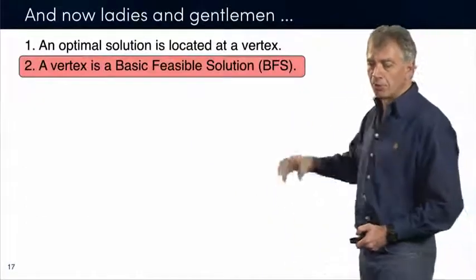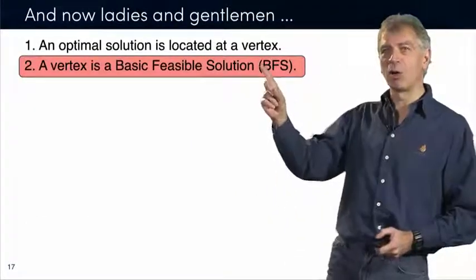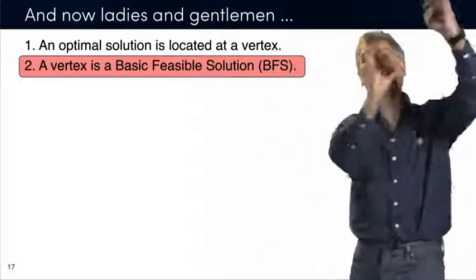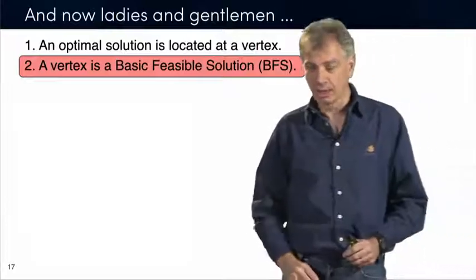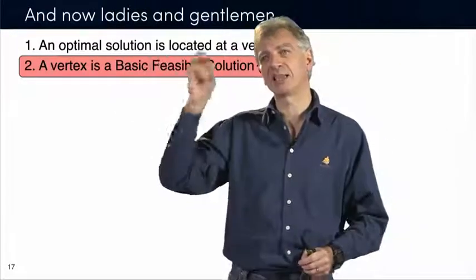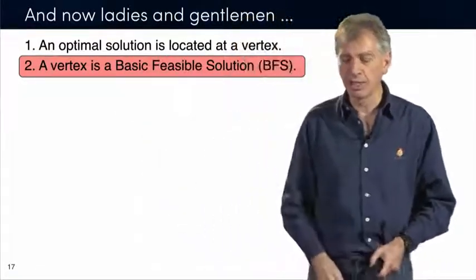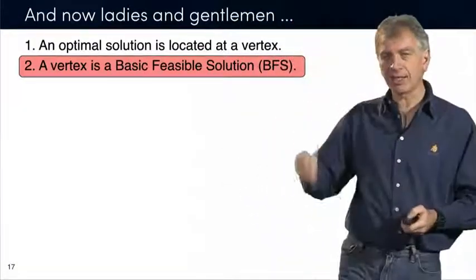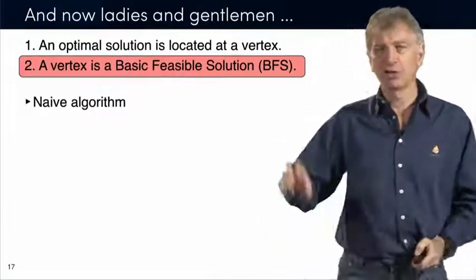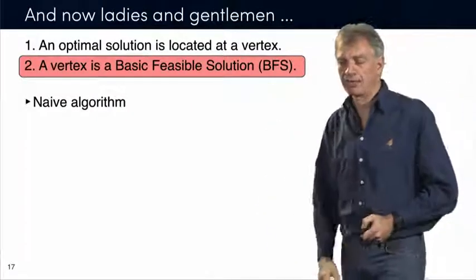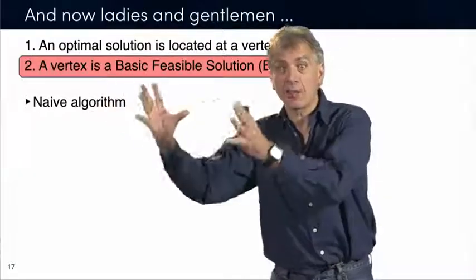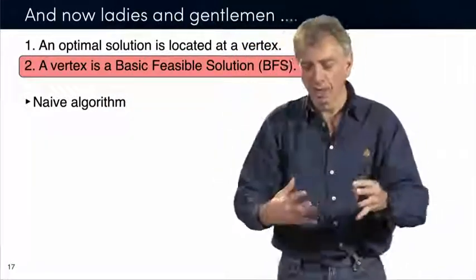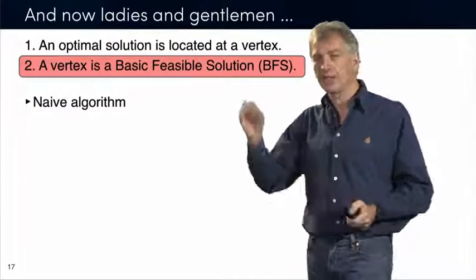Okay? So now, this is the key point. This is the most important fact that you need to know. A vertex in the geometrical sense that I've shown you in the last lecture is actually a beautiful, fantastic spot. It's a basic feasible solution. So in a sense, now we have a beautiful algorithm. I'm giving you an algorithm that you can actually code on a computer, right? So the naive algorithm that we have now is that we just want to look at all the vertices. But the vertices are basic feasible solutions. So you can just enumerate all these basic feasible solutions and then take the one which is best.